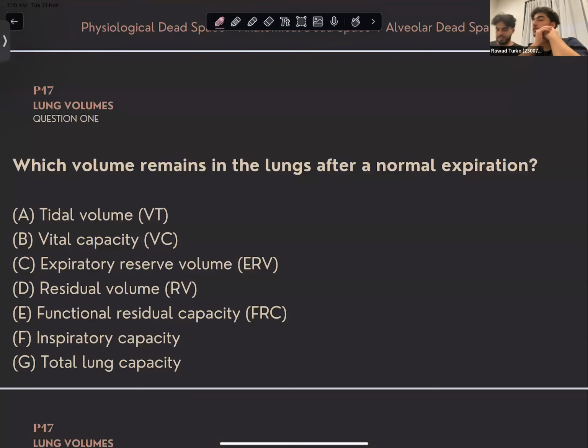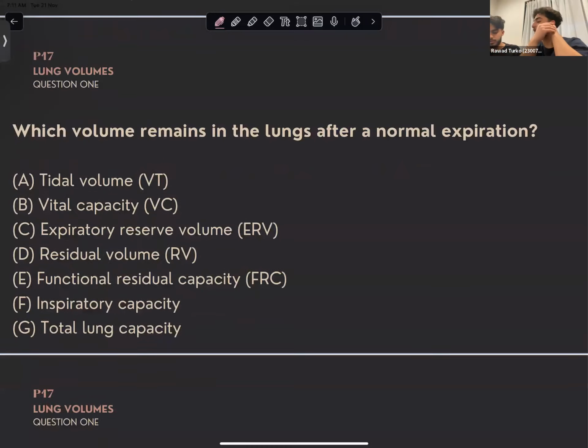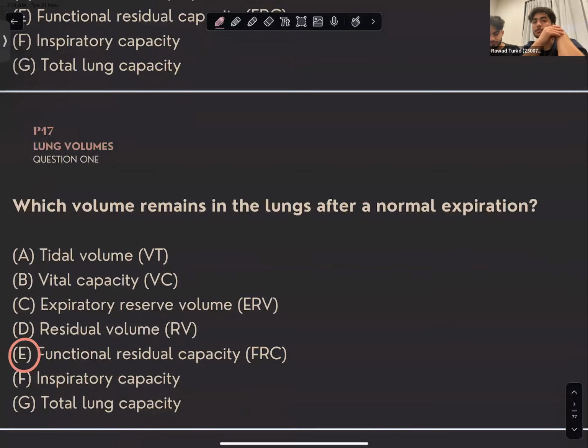Expiratory reserve volume, C, would be the right answer if they said after a maximal expiration. Since they're doing a normal expiration, expiratory reserve volume is not the answer. So the answer is E.